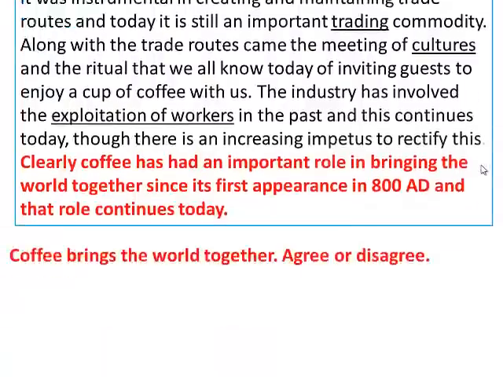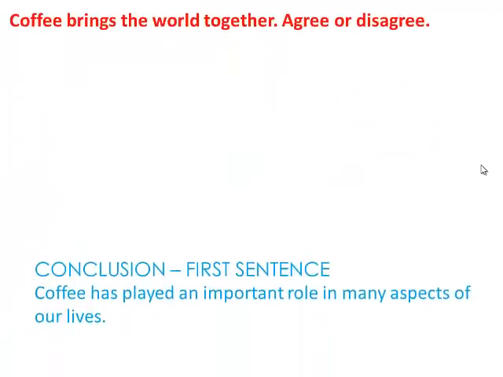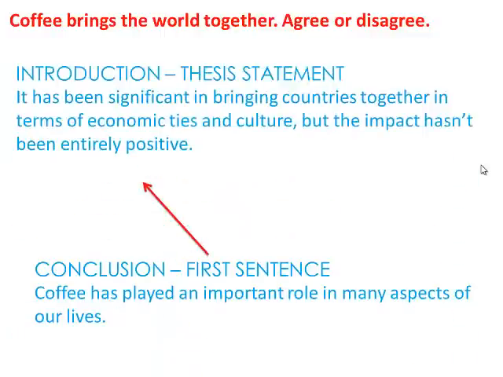So let's just go over some of those ideas. The first part of the conclusion is linked to the thesis statement, but it doesn't use the same sentence exactly. Sometimes it repeats the words for emphasis. That's okay. So here, the first sentence of the conclusion says that coffee has played an important role in many aspects of our lives. Whereas in the thesis statement in the intro, it says, coffee has been significant in bringing countries together. So there's a clear link there.